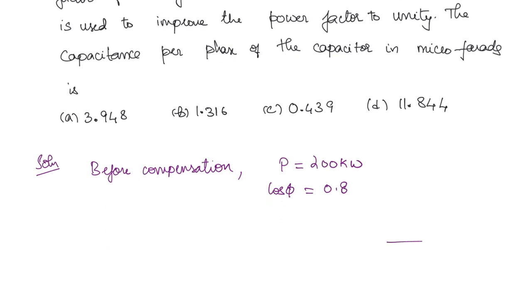So if you construct the power triangle, this is P, this will be Q and this is the angle phi. So we know cos phi, we can find out phi. So from here you can find out the reactive power as well. The reactive power Q is equal to P tan phi. Okay, so this answer you are going to get 150 kilovolt ampere reactive.